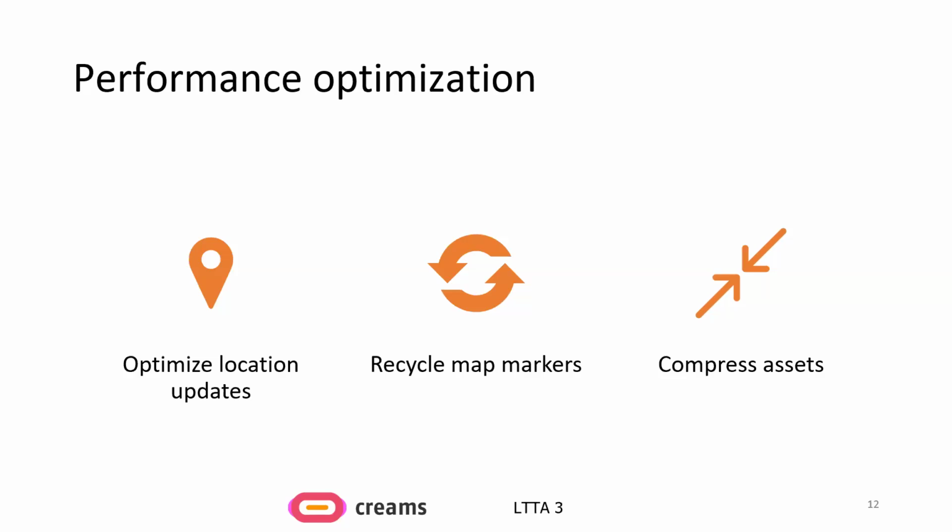Regarding performance optimization, we use location requests to set intervals for location updates to avoid unnecessary battery drain. We don't ask to check the location non-stop. We have some steps, and we save battery thus. We recycle map markers and we remove the old ones before adding new ones. And we also compress the assets by using tools to compress the images or optimize the 3D models. We will augment later within the app.